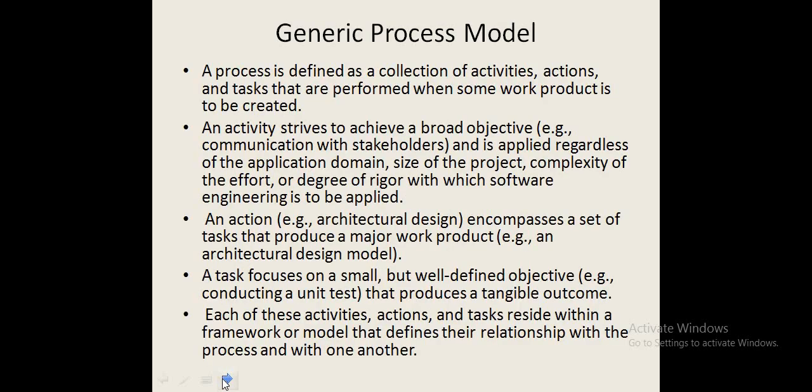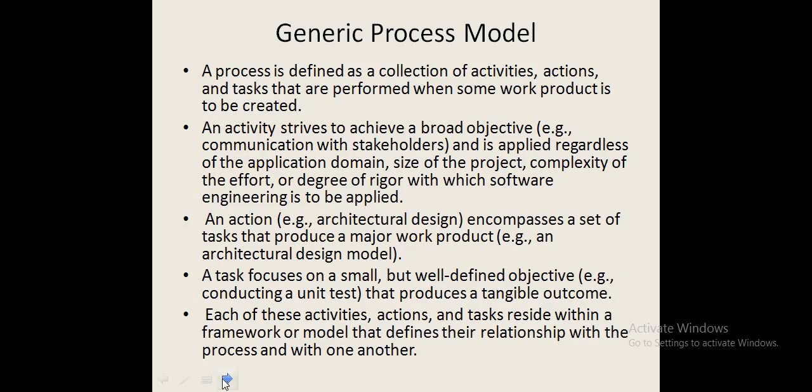So, that is what is meant by agile processes. Now we will see what a generic process model is. A process is defined as a collection of activities, actions, and tasks that are performed when some work product is to be created. This is what we defined in the previous slide. Then, we discussed that activities, actions, and tasks have different meanings in the context of software engineering. So we will see what an activity is, what an action is, and what a task is.